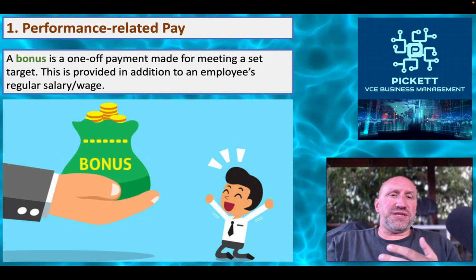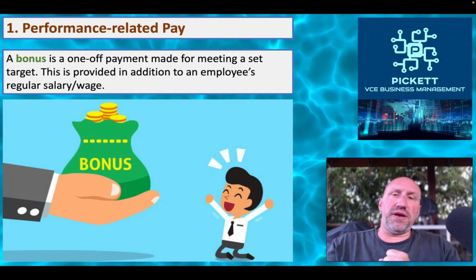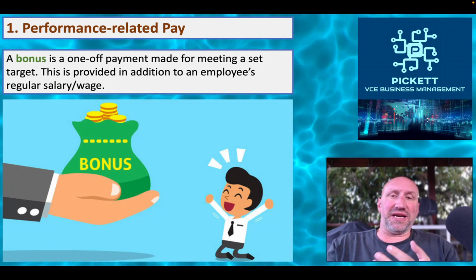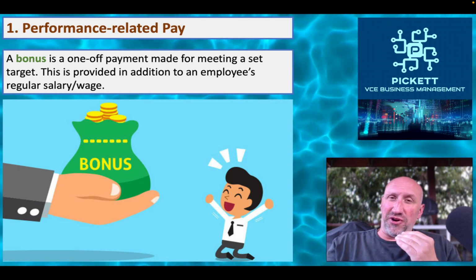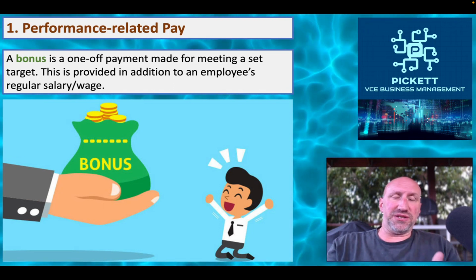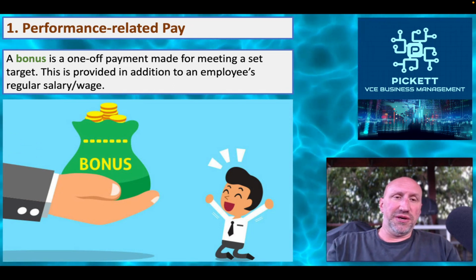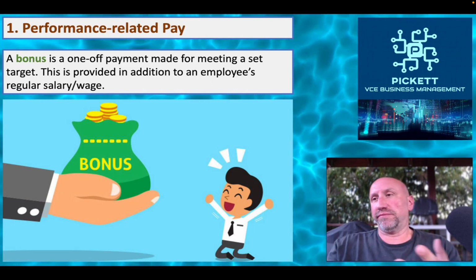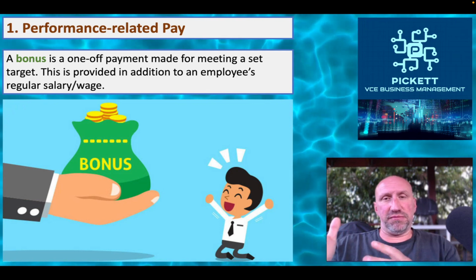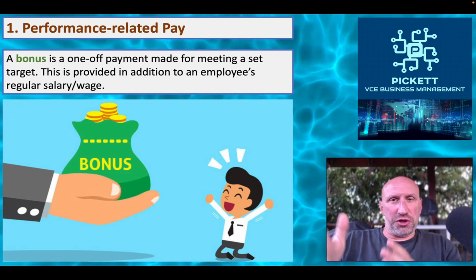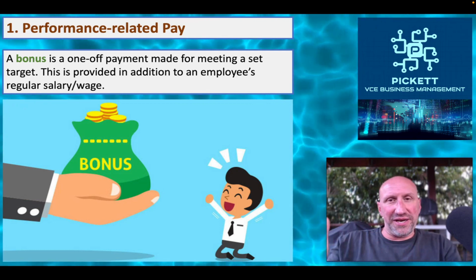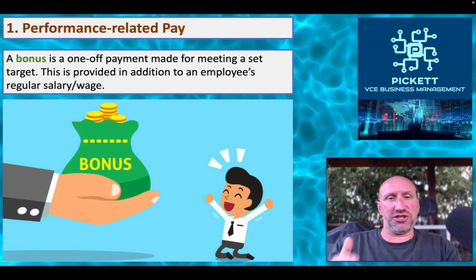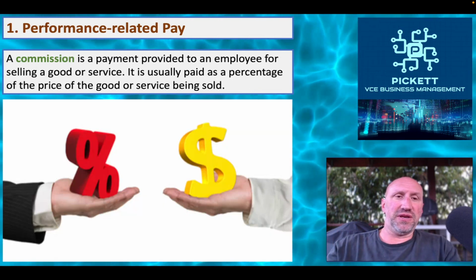A bonus. Now, this is a one-off payment, which is made for meeting a set target. So that's provided in addition to the employee's regular salary or wage. So it might be you do a particularly good piece of work and you get a $1,000 cash payment as a one-off, okay? But your regular hourly wage or your regular salary does not change. It's just a one-off payment.